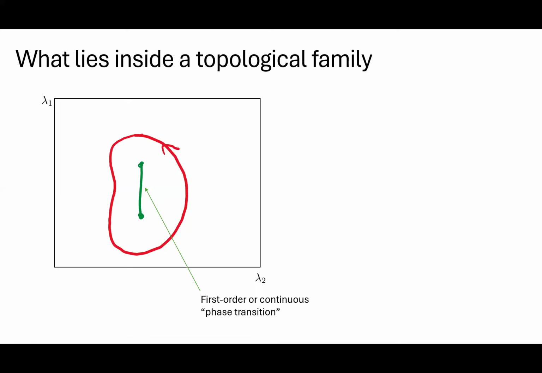In the case where it's a continuous phase transition, people have also called this an unnecessary quantum critical point. Although in this kind of context, in some sense, it is kind of necessary, in the sense that there had to be some kind of singularity if you're inside a non-trivial family. But anyway.